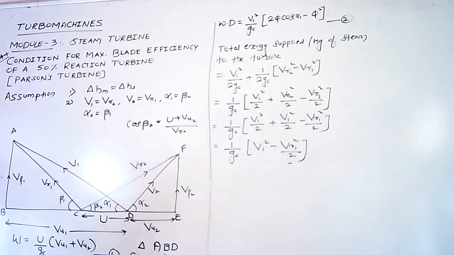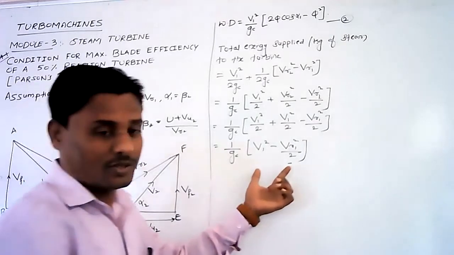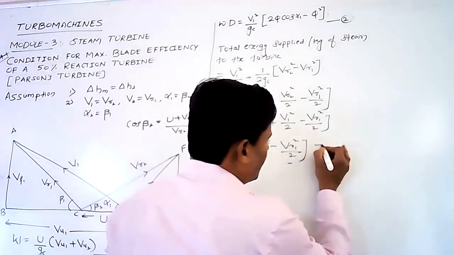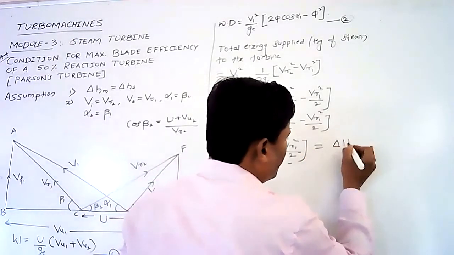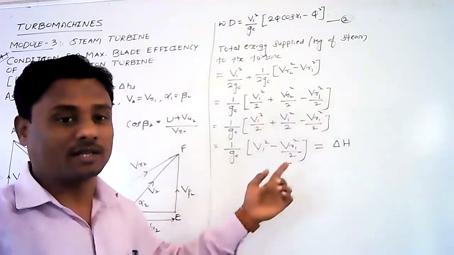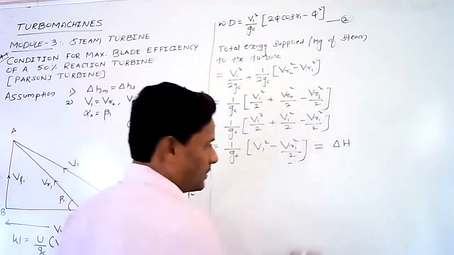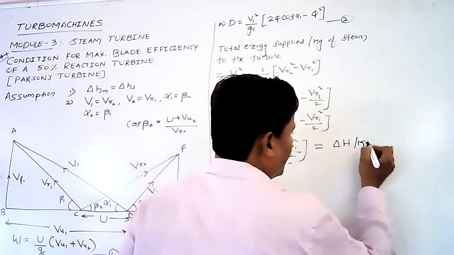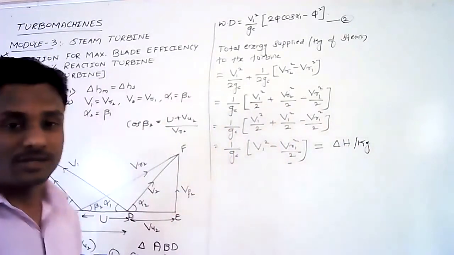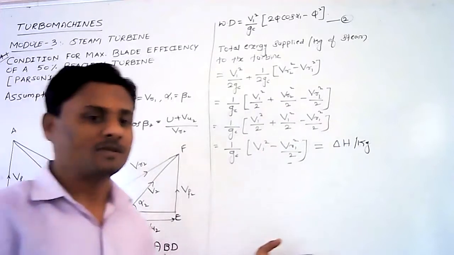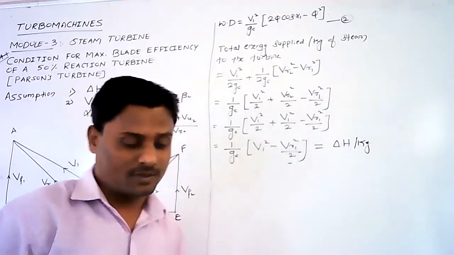So this is the total enthalpy drop in that stage. This is nothing but the total enthalpy drop per kg of steam, of course, or I can say the specific enthalpy drop in that particular stage here.